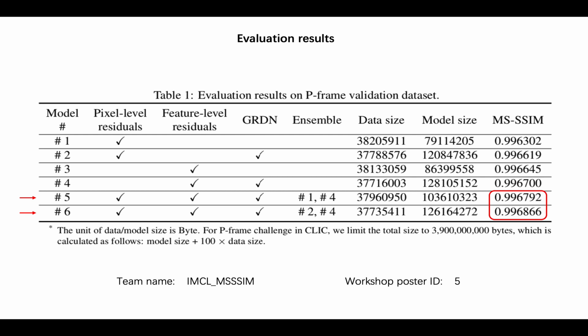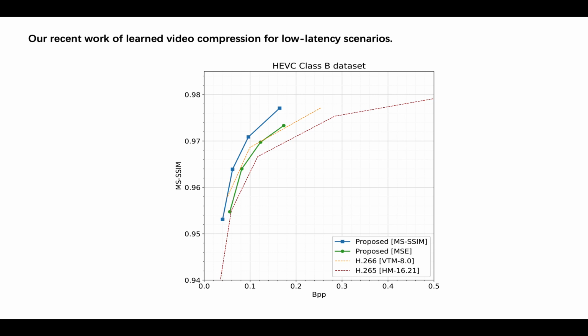In the future, finding an end-to-end structure to jointly combine the advantages of pixel-level and feature-level residuals would be an interesting direction. In our recent work for learned video compression, our low-delay video codec outperforms the versatile video coding standard on the HEVC Class B dataset when evaluated using multi-scale SSIM in RGB color space.